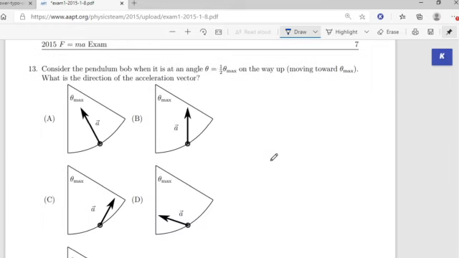Okay, consider the pendulum bob when it's at an angle of theta equal to 1/2 theta max on the way up. So it's moving this direction, and yeah.